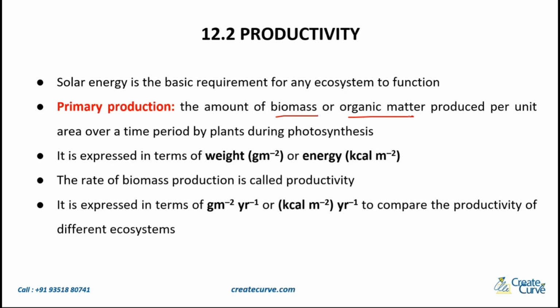Now, the rate of biomass production, that is the speed at which this biomass production is taking place, is called productivity. And this is in terms of gram per meter square per year. Year, how fast is this biomass production taking place? And in terms of energy, you have the exact same unit again, kilocalories per meter square per year. How much energy is utilized for the production of biomass.